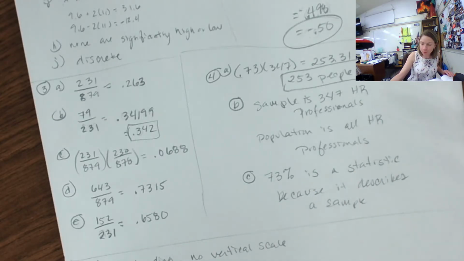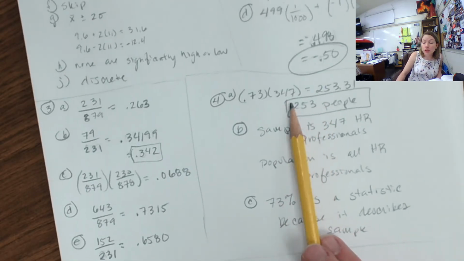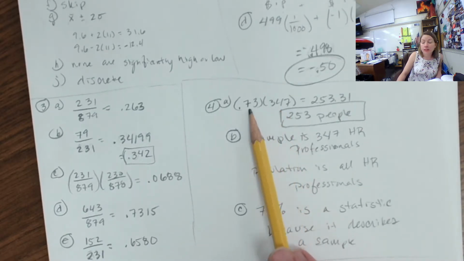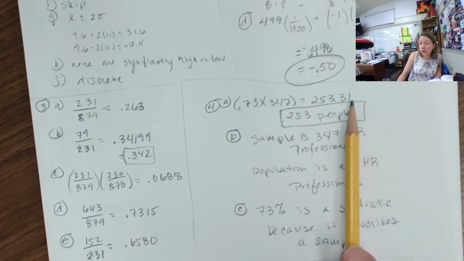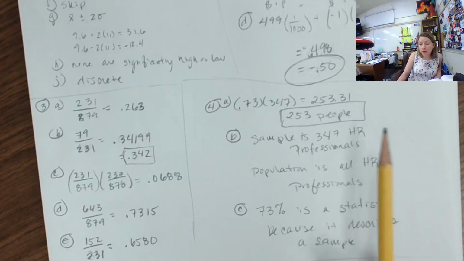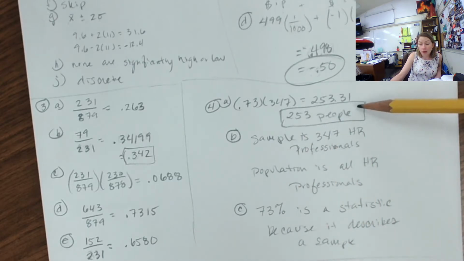So number 4, you're looking at The Society for Human Resource Management conducted a survey of 347 human resource professionals and found that 73% of them reported that their companies do criminal background checks. So find the number of respondents that said that they do. And so that's just 73% of that 347. And so that's about 253 people or companies, right?